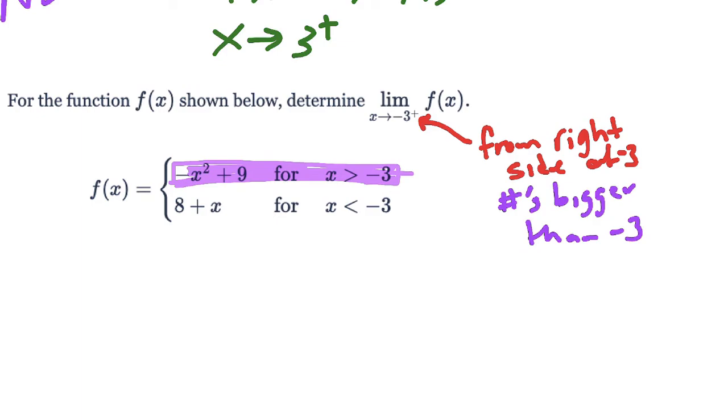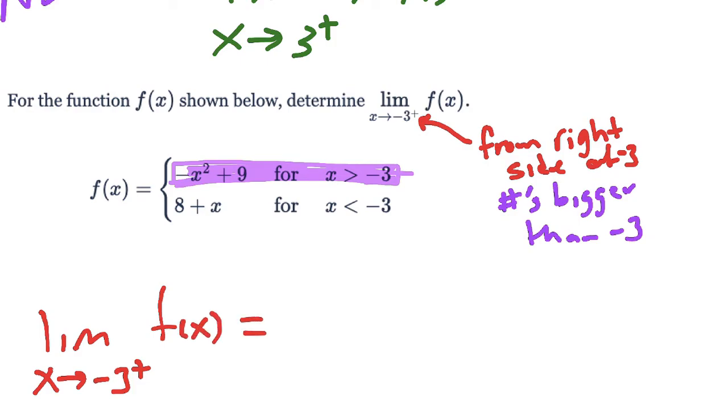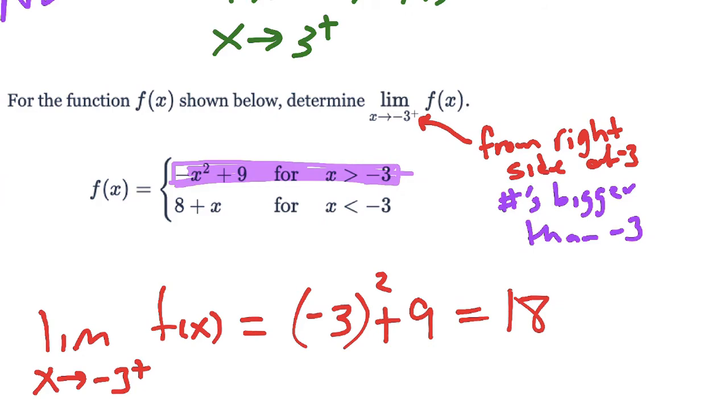So the limit as x goes towards negative 3 from the right side of f of x using direct substitution is negative 3 squared plus 9, which is equal to 18. That's our answer. Okay, so we just do direct substitution.